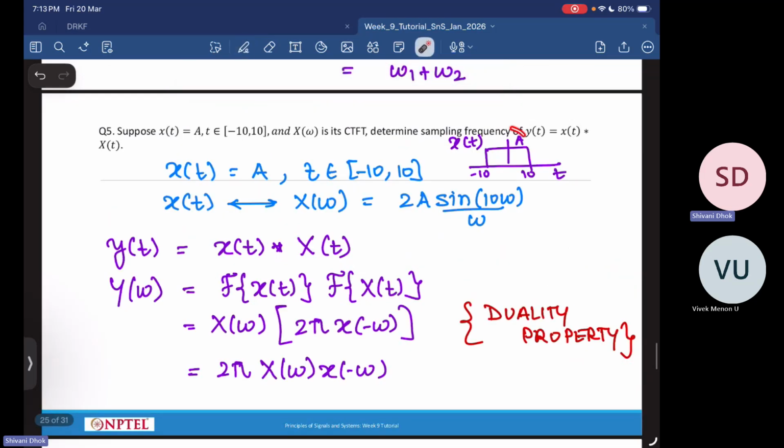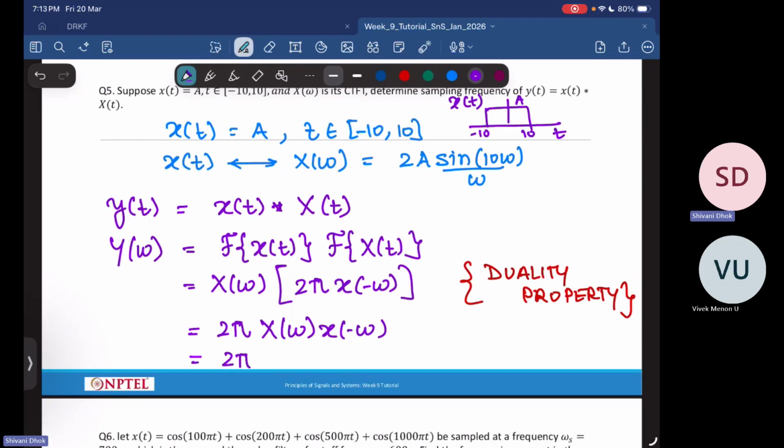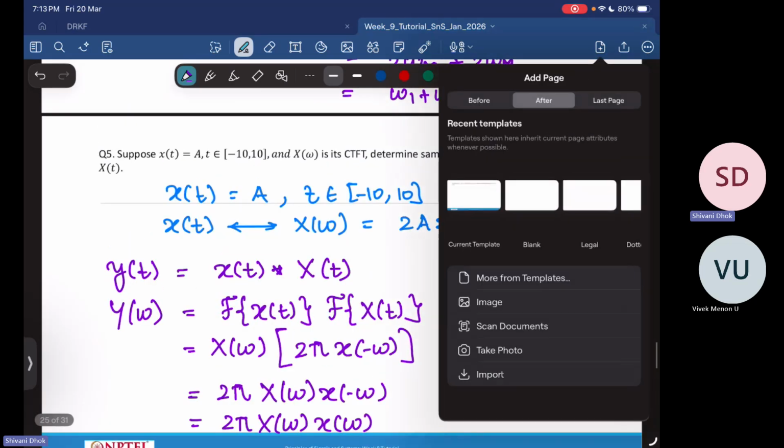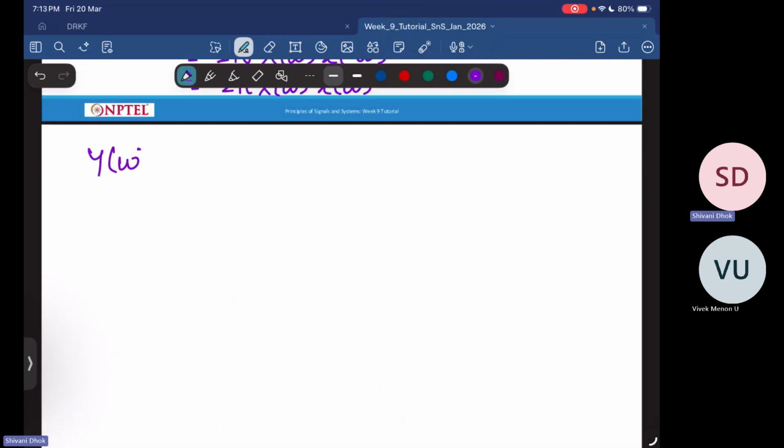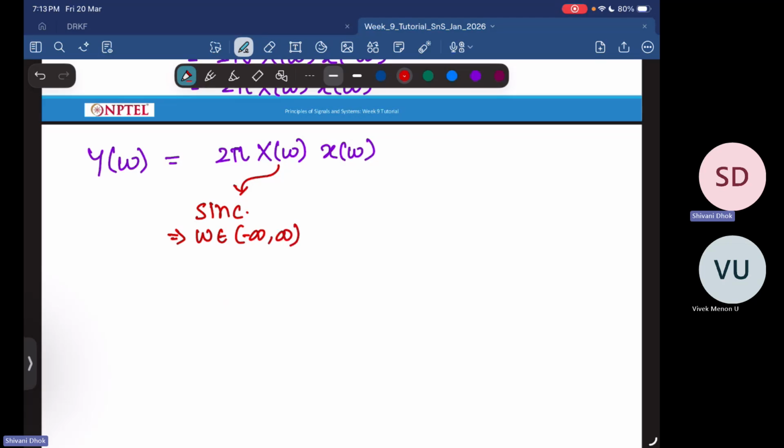So what you have is 2 pi capital X of omega into little x of minus omega. Now if you observe, this x of t is an even function. Since it is an even function, x of minus omega is equal to x of omega. So this is nothing but 2 pi capital X of omega into little x of omega. So how does it look? We have y of omega equal to 2 pi capital X of omega into little x of omega. Now capital X of omega is basically some form of sinc function, which means it is non-zero for frequencies ranging from minus infinity to infinity.